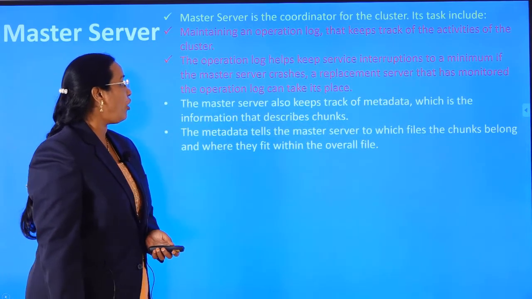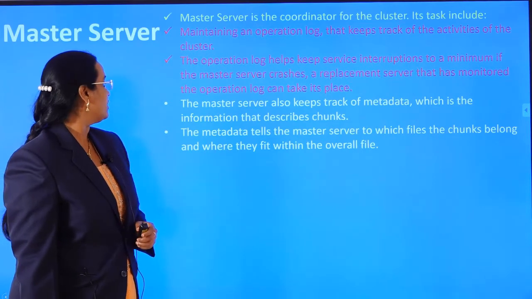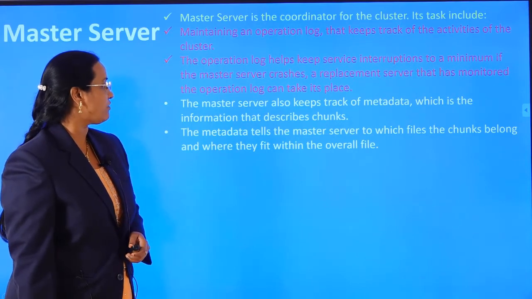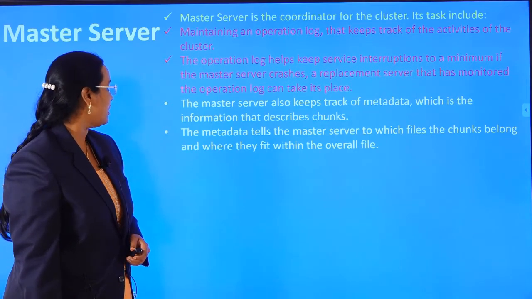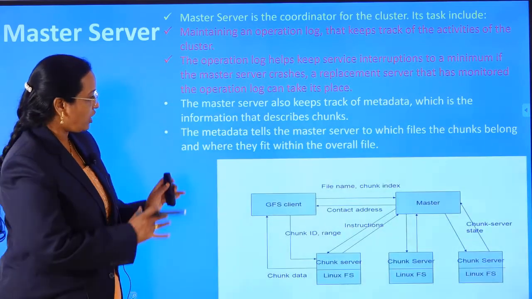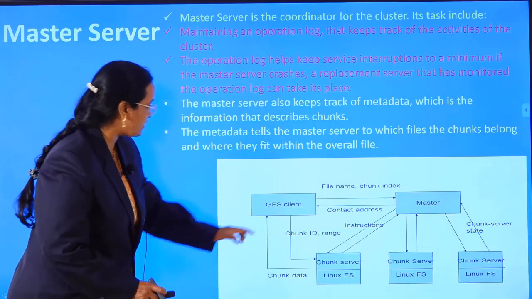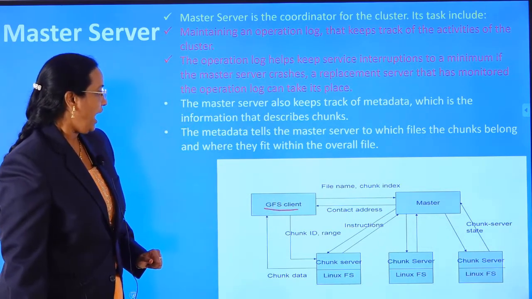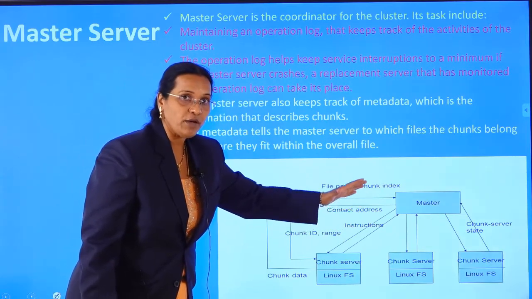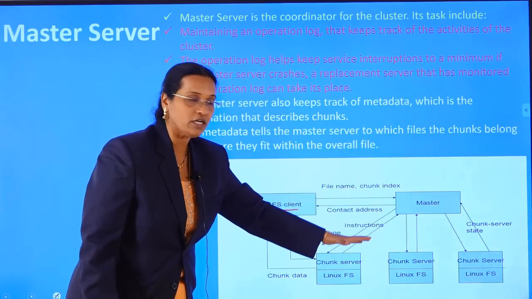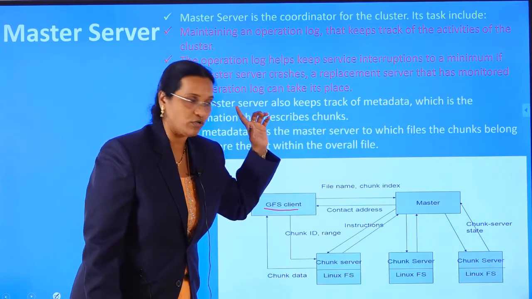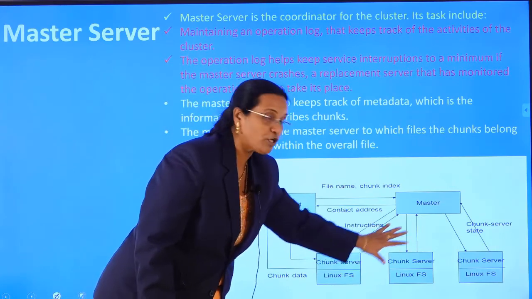The master server also keeps track of metadata, which is information that describes the chunks. The metadata tells the master server to which file a chunk belongs and where it fits within the overall file. So it works like this: we have a GFS client making a request to the master, and whatever request we have made to the master, the master will give the job to the chunk servers. According to Hadoop, we call these data nodes. These chunk servers are responsible for providing the service.